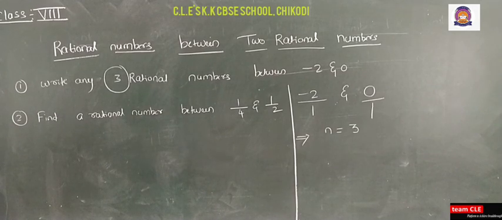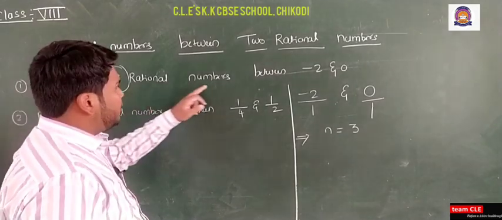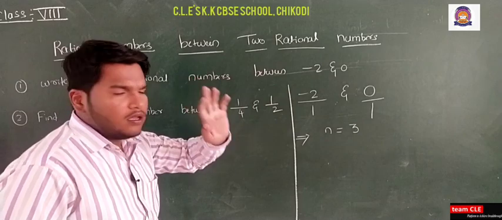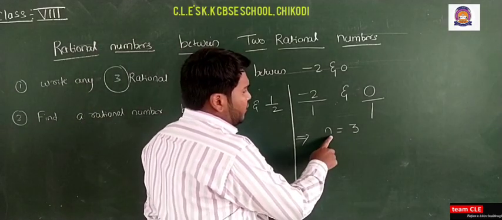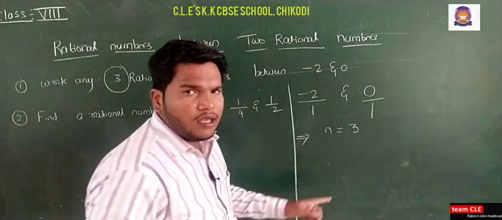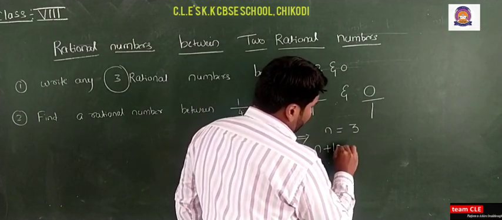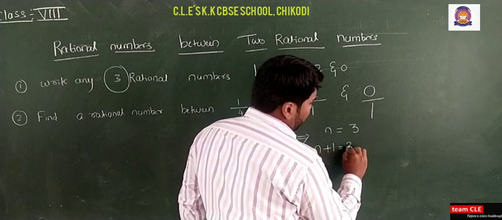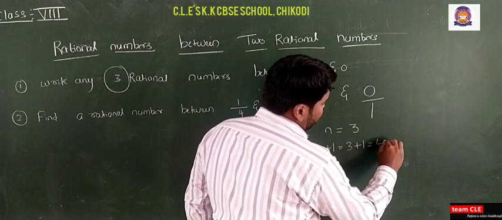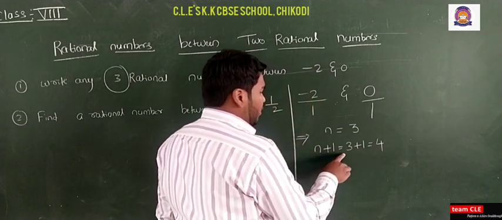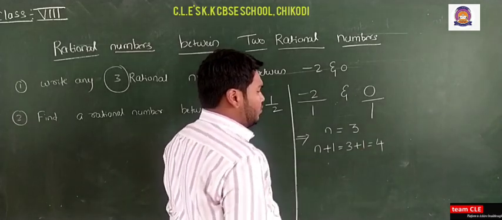So now see, they are saying write any 3 rational numbers between minus 2 and 0. So see here, n is equal to 3, and you can choose the formula n plus 1. That means n plus 1 is 3 plus 1, which is equal to 4.